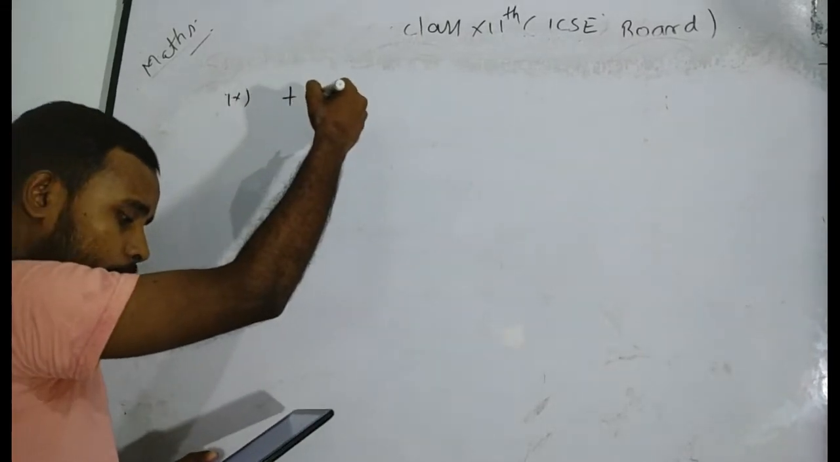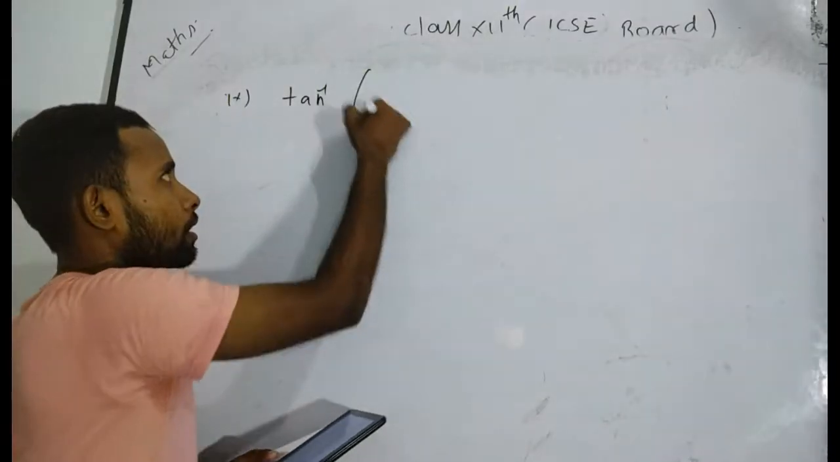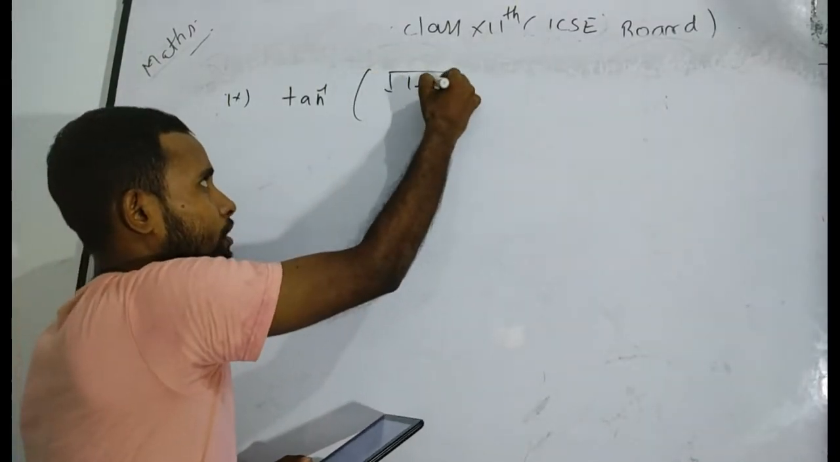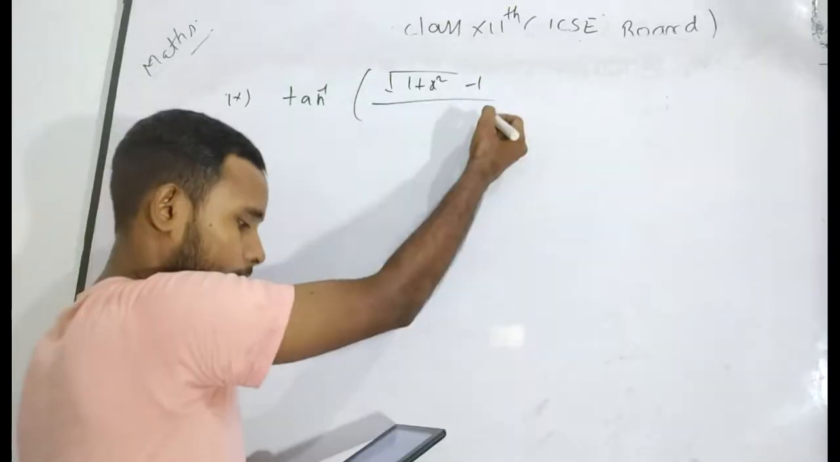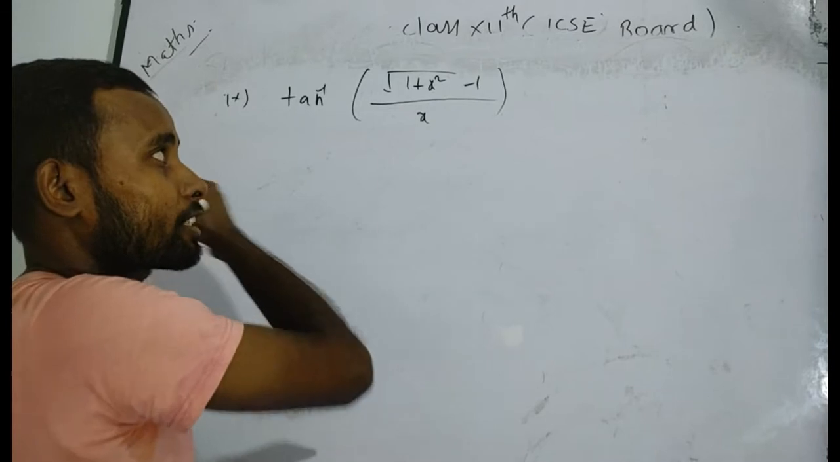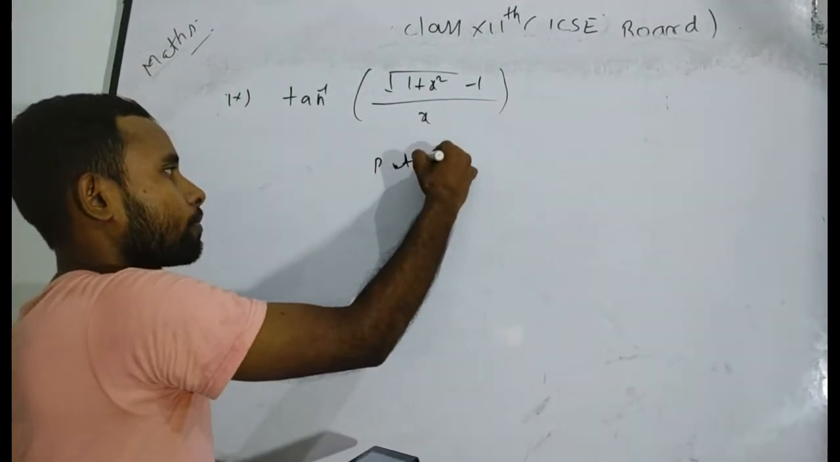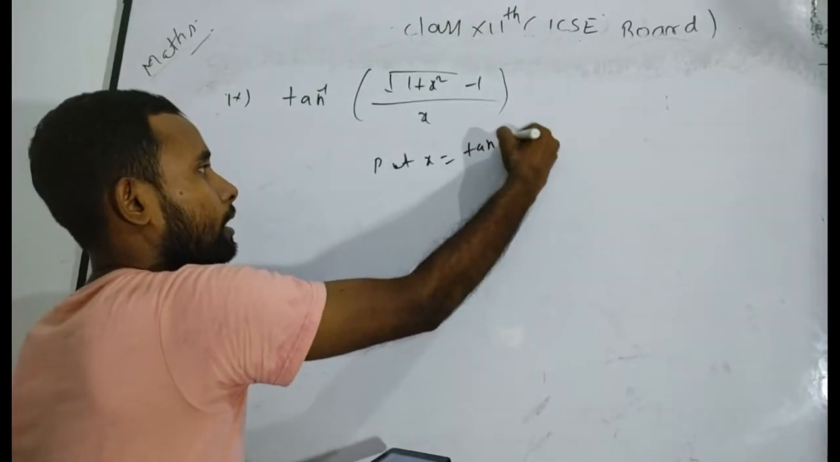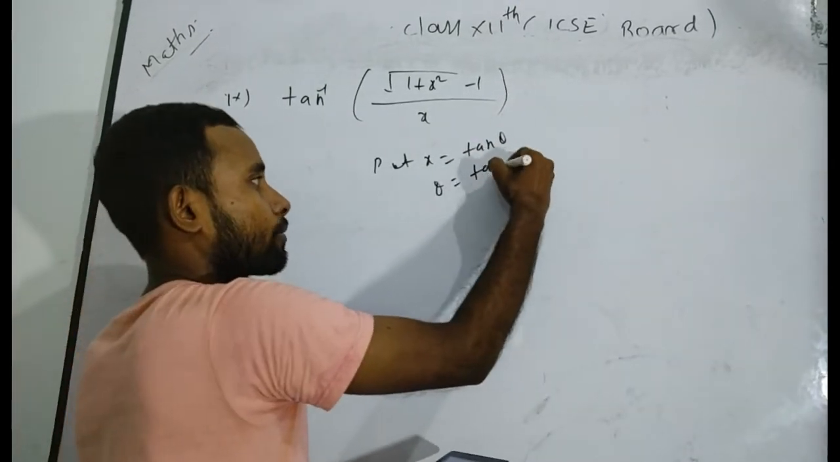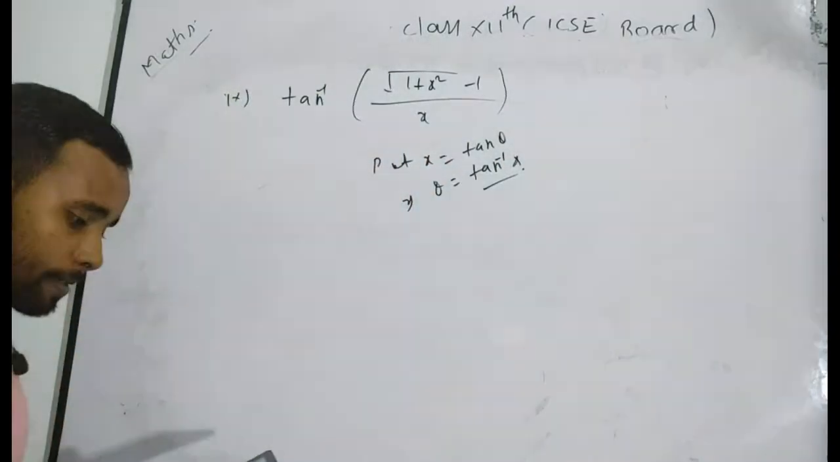Question 9, in which it has given you the function tan inverse of the square root of 1 plus x square minus 1, divided by x. Here there is given root under 1 plus x square minus 1 divided by x. Simply put x is equal to tan theta and proceed. After simplification, put in place of theta, that implies theta is equal to tan inverse x. You will get the correct answer.